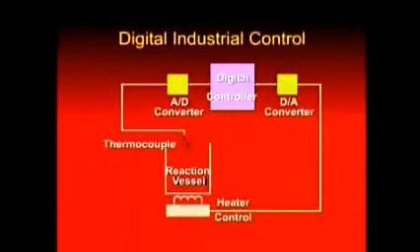The digital controller is going to process the digital value converted by the A to D converter. The digital controller is going to generate some form of a digital output. The digital output is going to be converted back into an analog voltage by the D to A converter. This analog voltage is going to be connected to the heater control. So through this voltage, we are either going to increase the amount of heat provided to the reaction vessel or decrease the amount of heat provided to the reaction vessel.